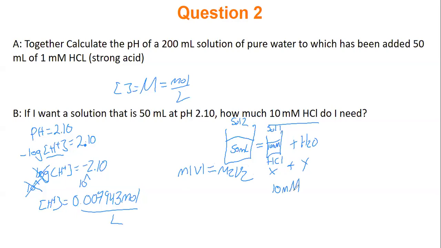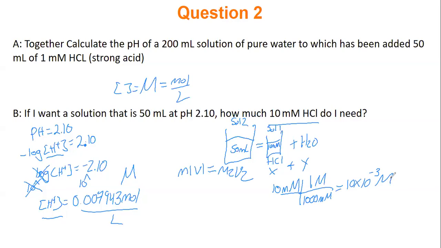There's a problem though. I have one solution that's big M and another solution that's little m. You cannot do the dilution equation if your units are different. So what I'm gonna do is convert little m millimolar to big M. So 10 millimolar. For every 1,000 millimolar, there is one molar. So that equals 10 to the minus 3 molar. You just divide by 1,000 to get into molar.